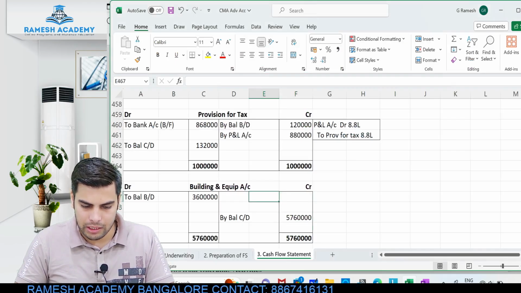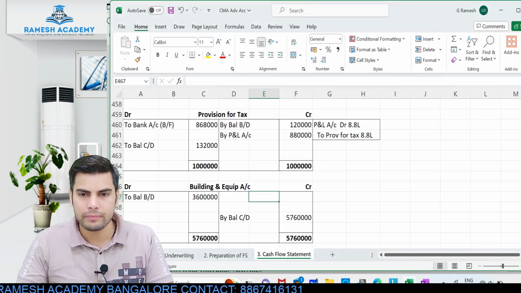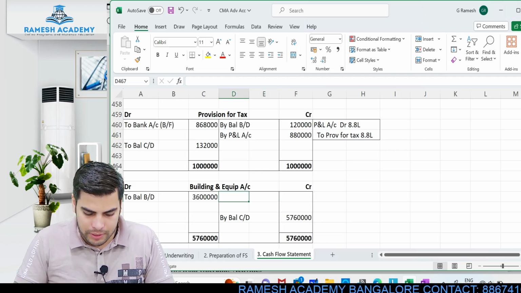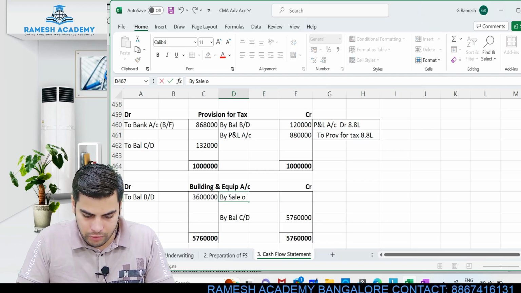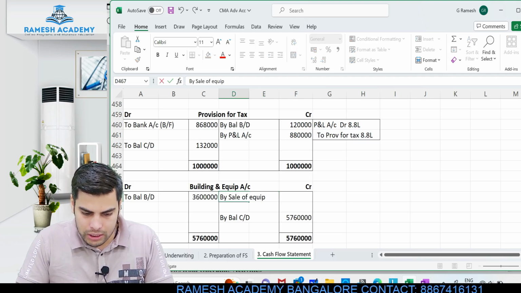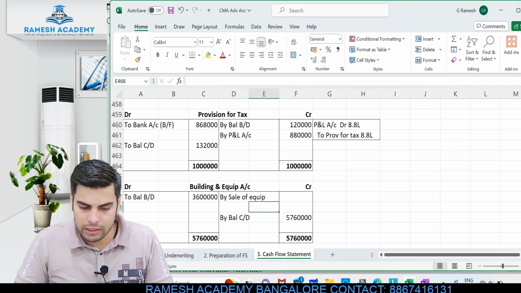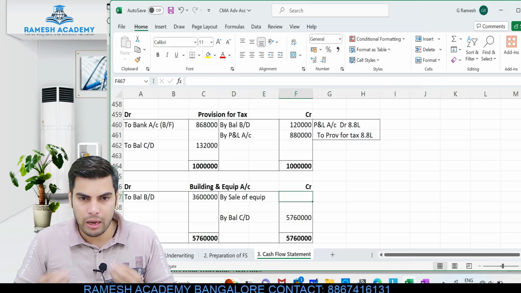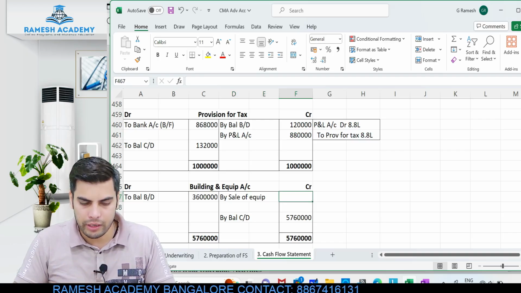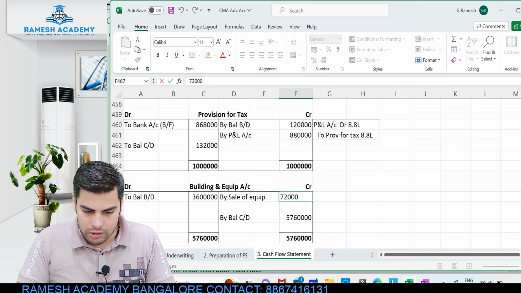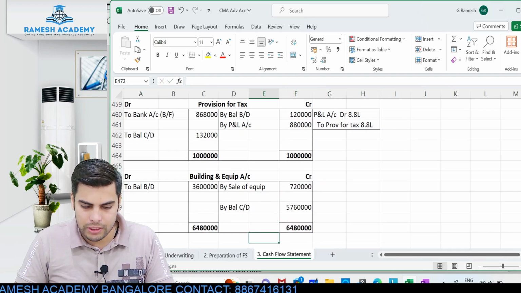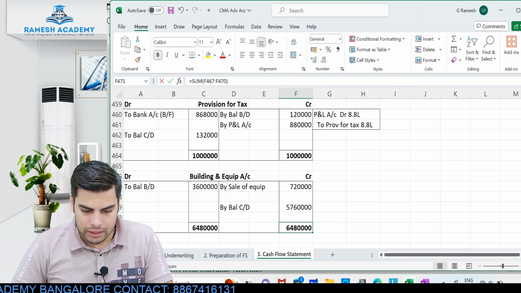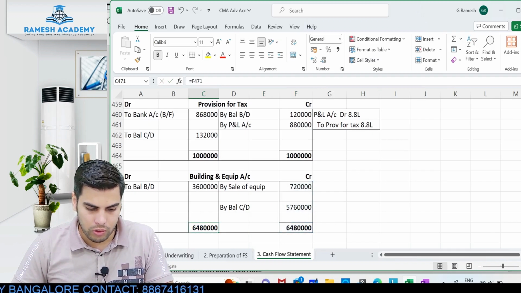7,20,000. When I'm selling it, obviously I'll be writing it over here, right? So here I'll write by sale of equipment. This is not the amount which I received from the sale of equipment. This is just the original cost of this particular equipment. The amount which I receive would be completely different. Let's not talk about that. This is the original cost, because all the assets appearing over here will appear at the original cost.